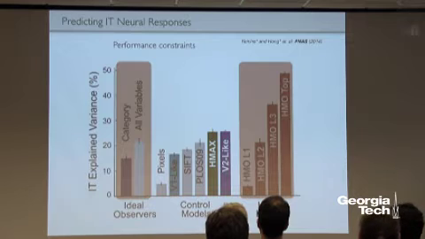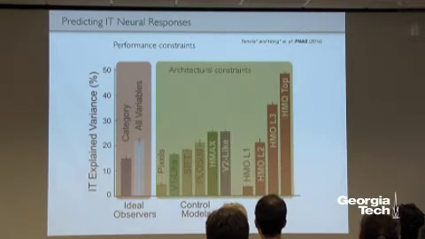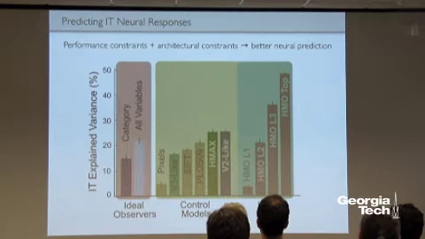It's got to actually do the task. The ideal observers, quote, do the task, although they're not models, and the neural networks do the task. But you also need to actually be a real neural network. And it's basically those two things together, a performance constraint, but with an architectural constraint, that leads to the better neural predictivity. You can't just read the category off the image and that's what the neuron is doing.